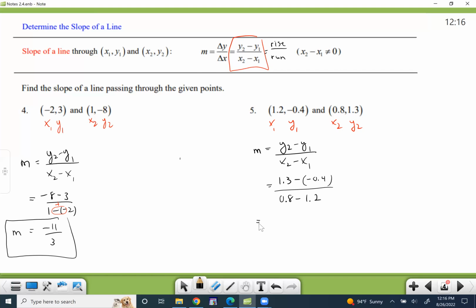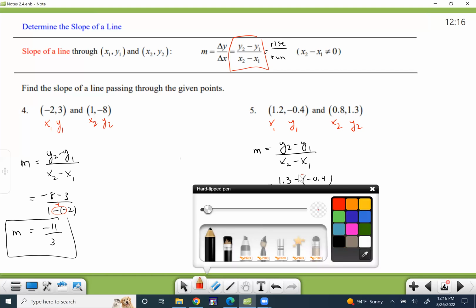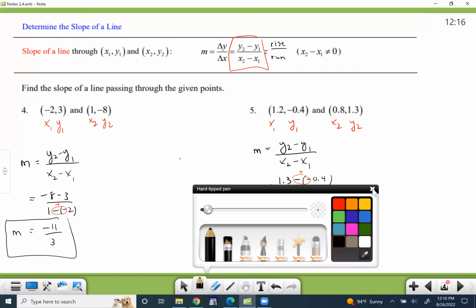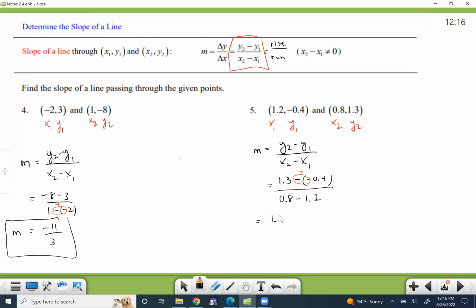Okay, so we know that these two negatives right here are going to become plus addition. So that's going to end up being 1.7 then. And then this one will end up being -0.4. Now, typically, you don't want to give an answer like this. I mean, a decimal within a fraction, nobody wants to look at that.